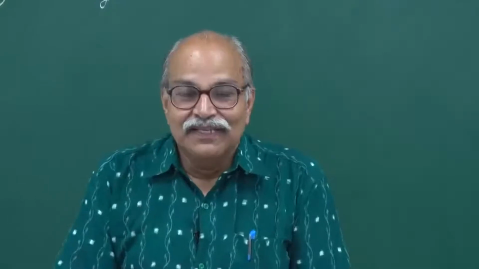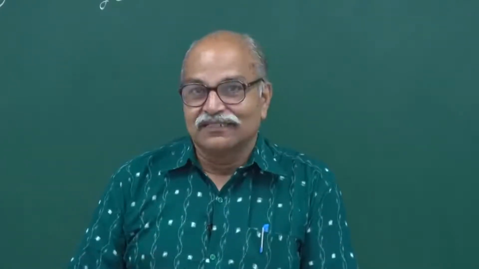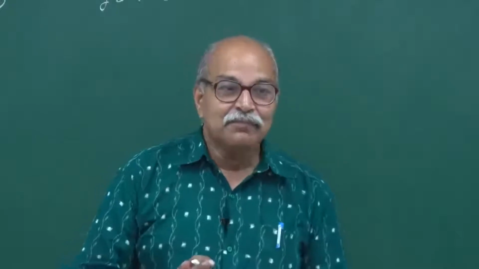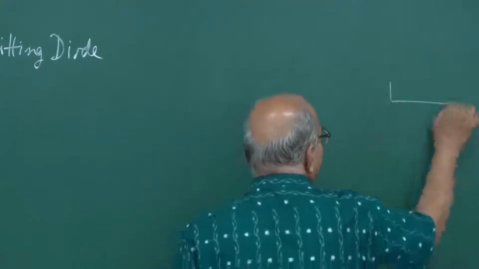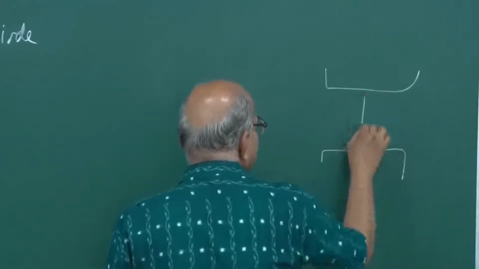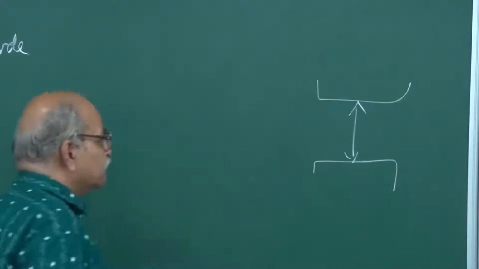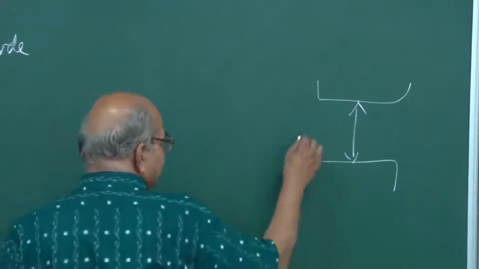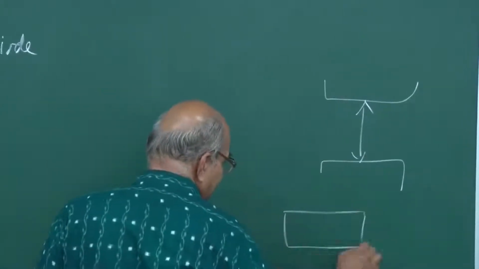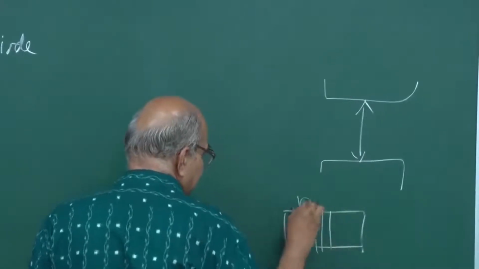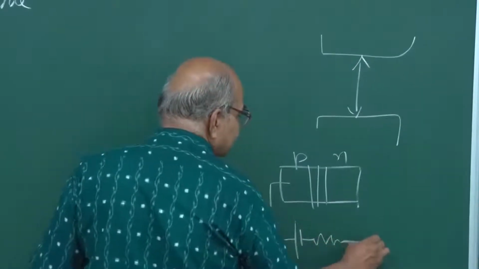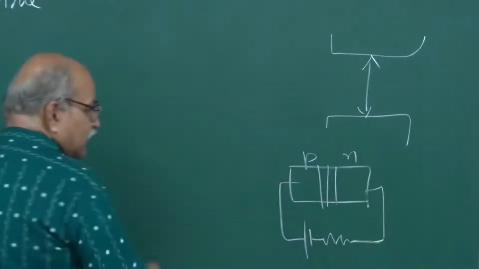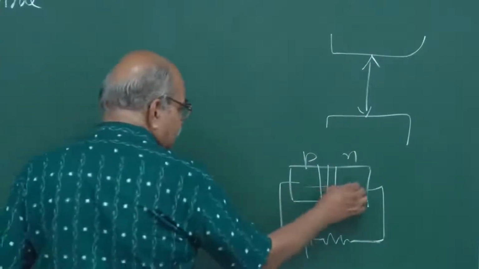The basic unit of LED is just a PN junction, right, but that PN junction is such that the band gap is in visible region, so that if a current goes through it, if you have this PN junction, this is P side, this is N side as usual, and you connect it in a forward bias condition like this, so that you have a current in this.